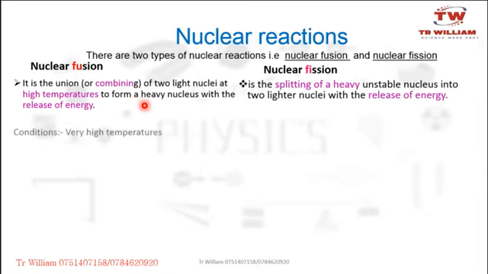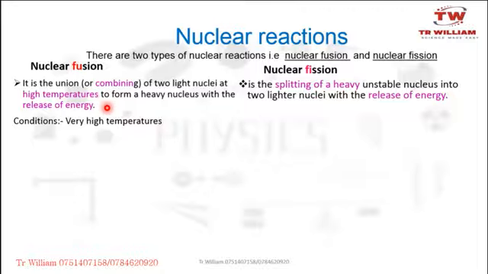Now, these are the conditions. Condition number one, for two lighter nuclei to come together, there must be a very high temperature. For what?